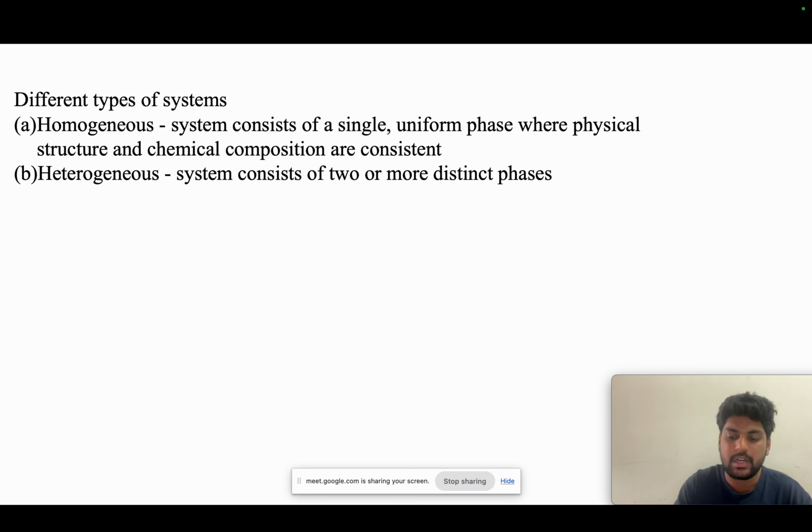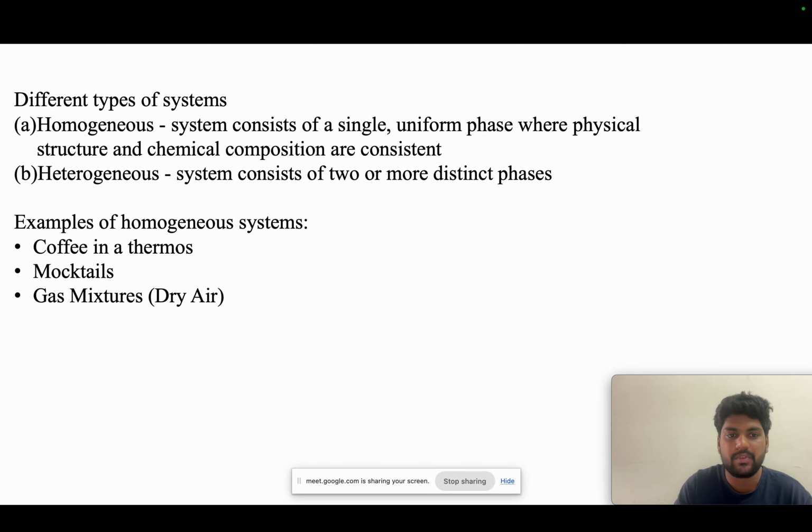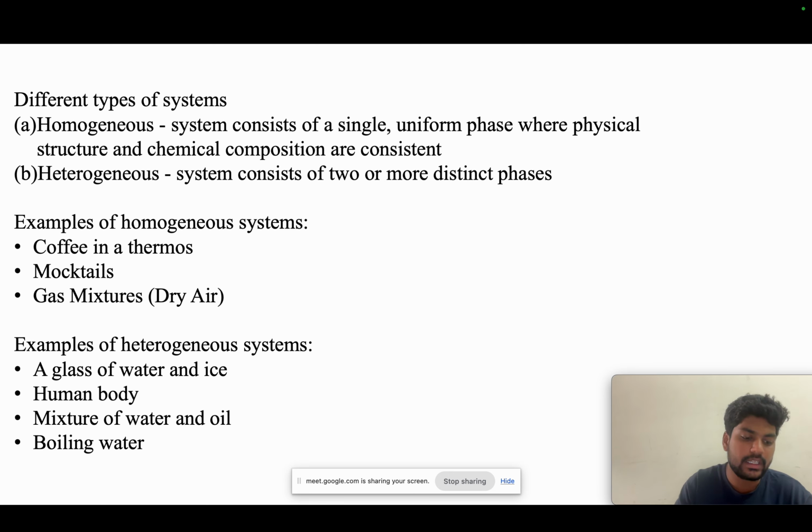Once the equilibrium is done, and we know what the systems are, we have different types of systems again. One is homogeneous mixture, and another one is heterogeneous. The best examples of homogeneous are coffee in a thermos, mocktails, gas mixtures, dry air, where you can see a number of particles together without any disturbance. And heterogeneous is where we have a system with 2 or more distinct phases. I will explain what phases mean in the later part, which we discussed earlier also. For heterogeneous, we have a glass of water and ice, the human body where we have different types of cells all together, a mixture of water and oil, where there are 2 different entities, and boiling water, where we have the liquid phase and the vapor phase. When we have 2 different phases, we call it heterogeneous.